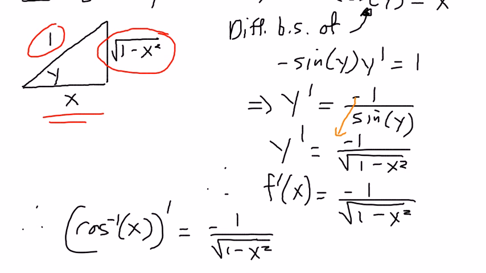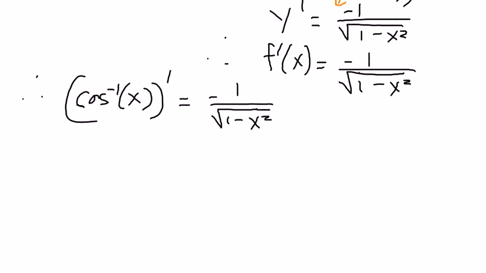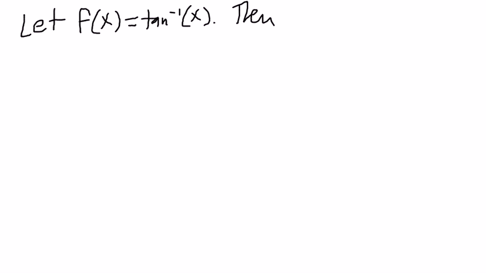Okay. So much like the derivative of sine is positive cosine and the derivative of cosine is negative sine, here we have the derivative of arc sine is the positive one and the derivative of arc cosine is the negative one. Okay. And the last one we'll do, we'll erase the board, is tangent. So let f of x equal tangent inverse of x, then f prime of x, it's a little bit different, it's 1 over 1 plus x squared.